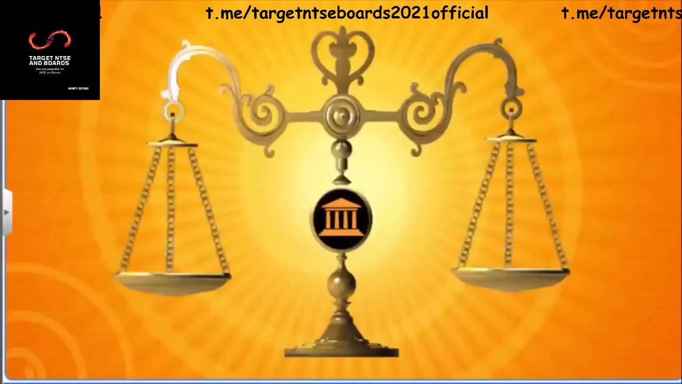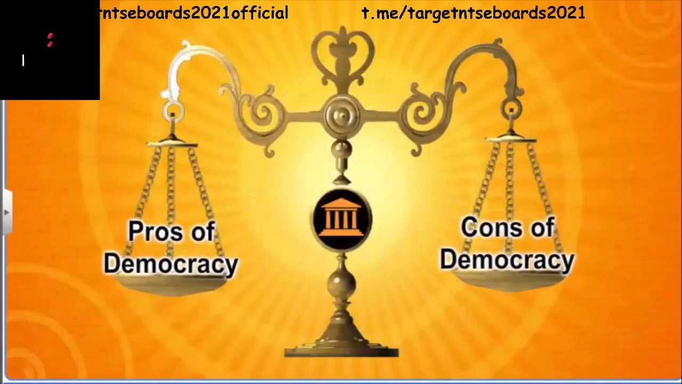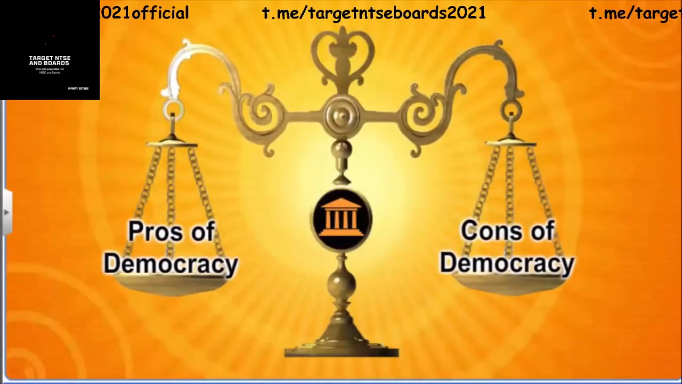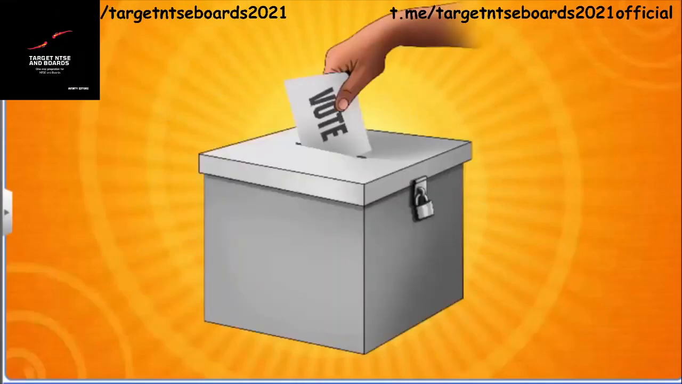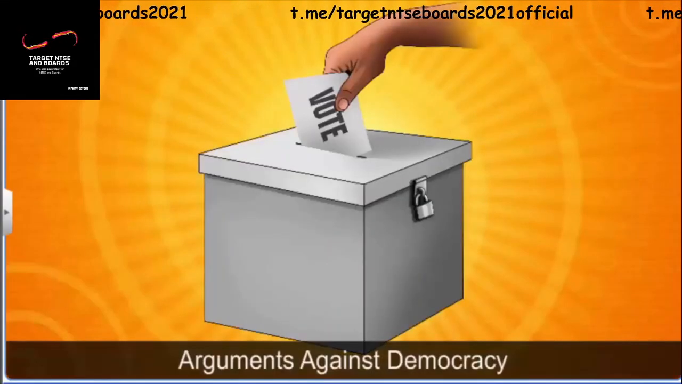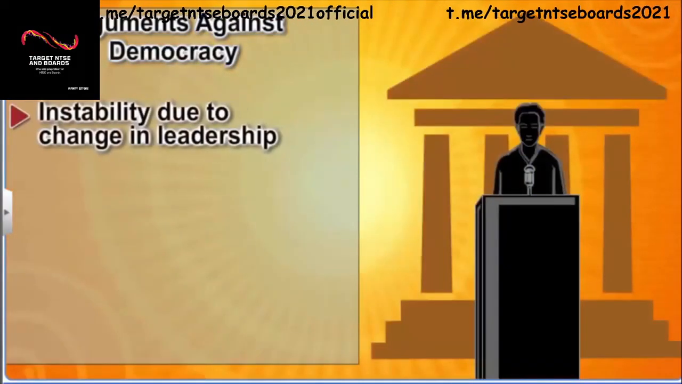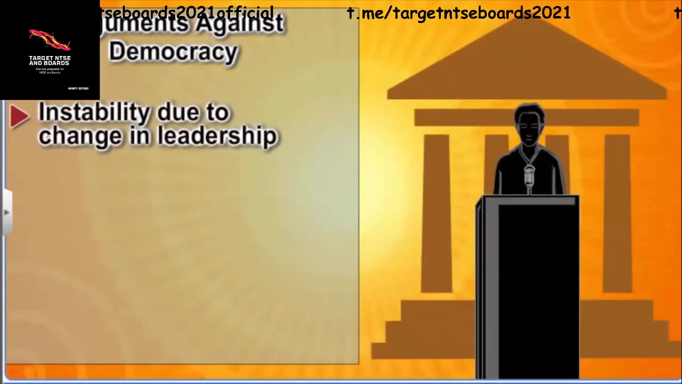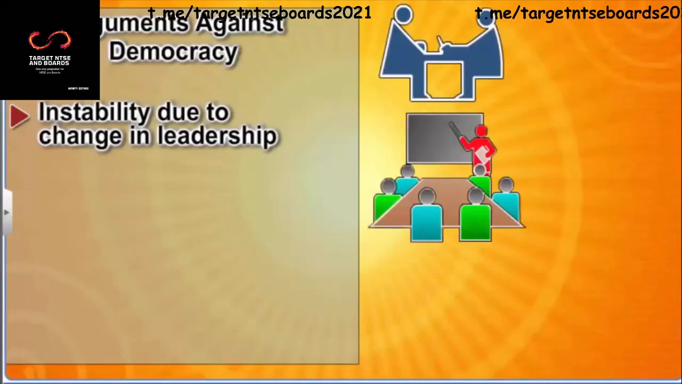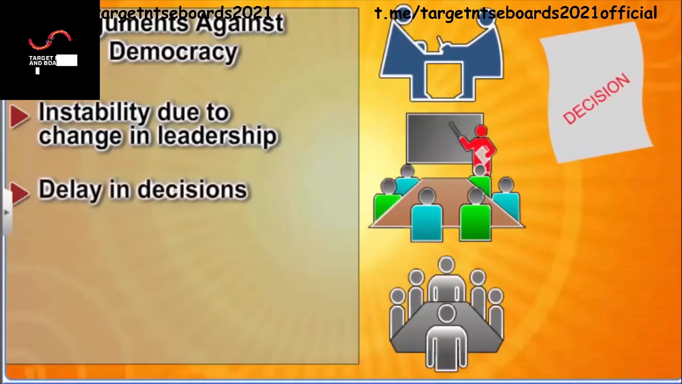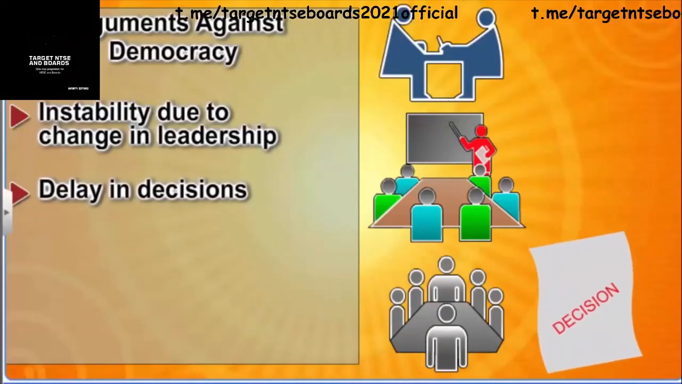We all need to introspect, weigh the pros and cons of democracy, and arrive at our own personal views on the subject. Let's start with a review of the main arguments typically presented against democracy. Democracy can lead to instability as the leaders keep changing in a democratic government. Quick action is not possible in democracy because many people need to be consulted before making any kind of decision.